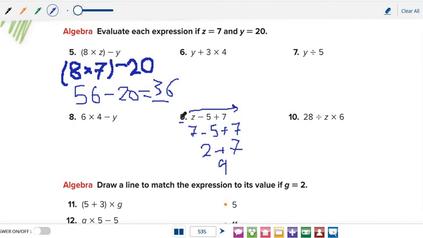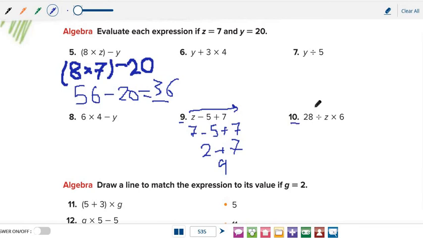Please note, grade 3, if you start from right to left, you will get another, wrong value. Like 7 plus 5 equals 12. Now 7 minus 12, we cannot even evaluate this expression. So always if we have more than one operation of addition and subtraction, we have to start from left to right. The same for question number 10.